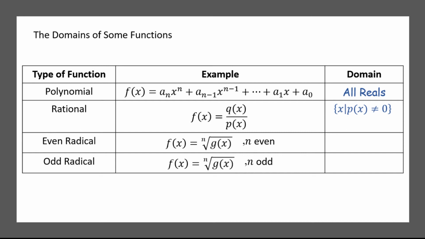Another type of function is an even radical. The most common one would be a square root function. The requirement is that the expression under the square root for the domain must be non-negative. We can express non-negative as x such that g of x is equal to or greater than 0. And if you have an odd radical, that means the power in the nook is an odd number. A common one is the cube root. And for odd roots, the domain is all reals.